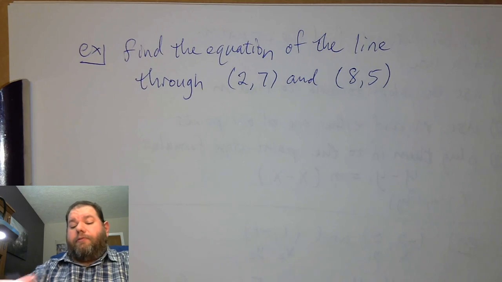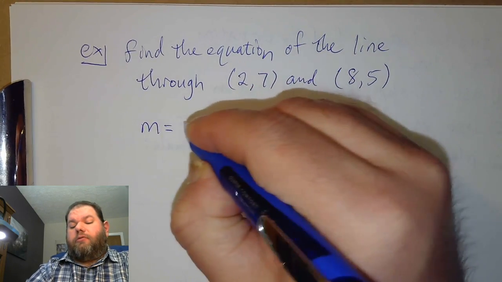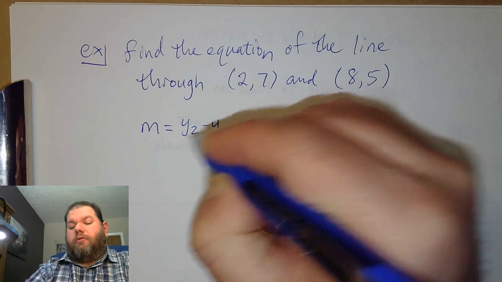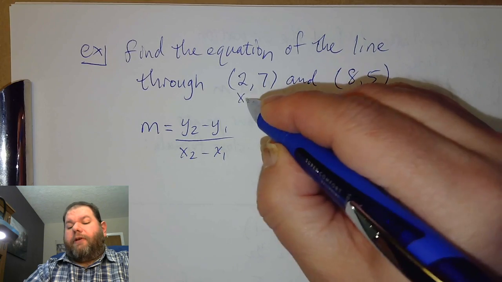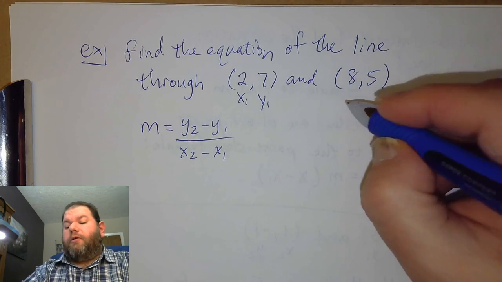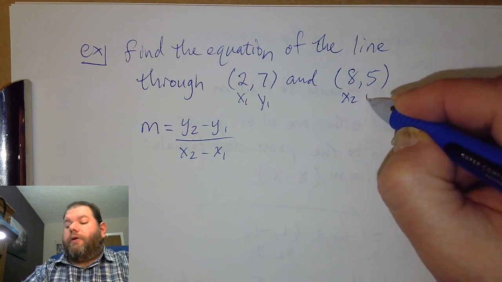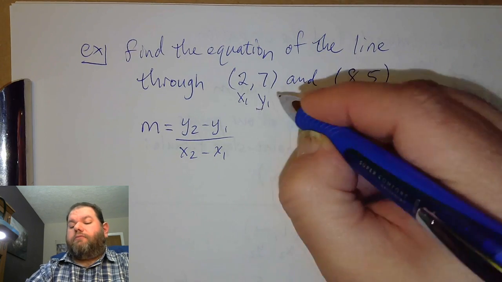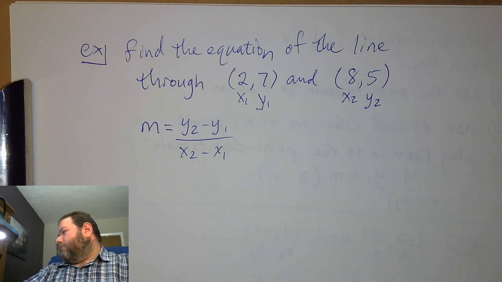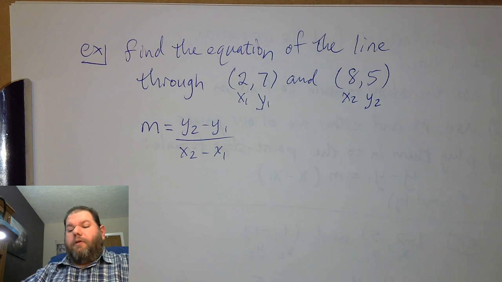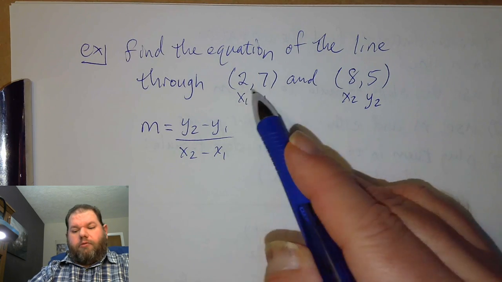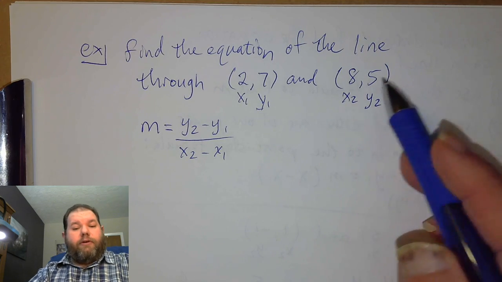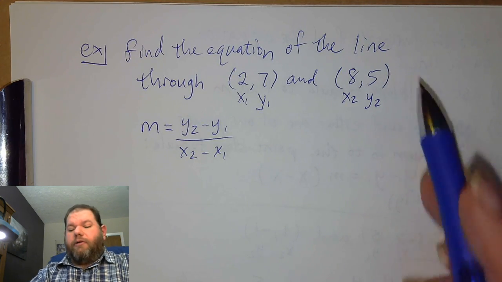Again, we start with the slope. And I'm going to go ahead and label these x1, y1, x2, y2. It's important that x1 and y1 are the same coordinate, and x2 and y2 are the same coordinate. We can't mix and match there.